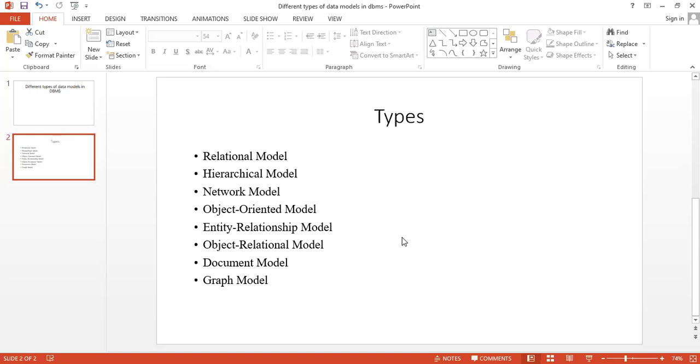Relational model. What is relational model? Relational model is where you have to obtain the relationship between the rows and columns that are present in a table. You have to obtain the relation.